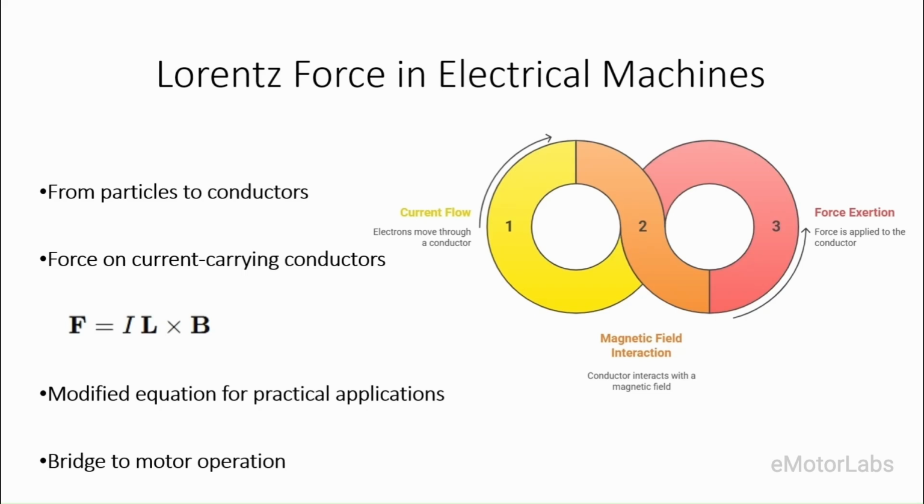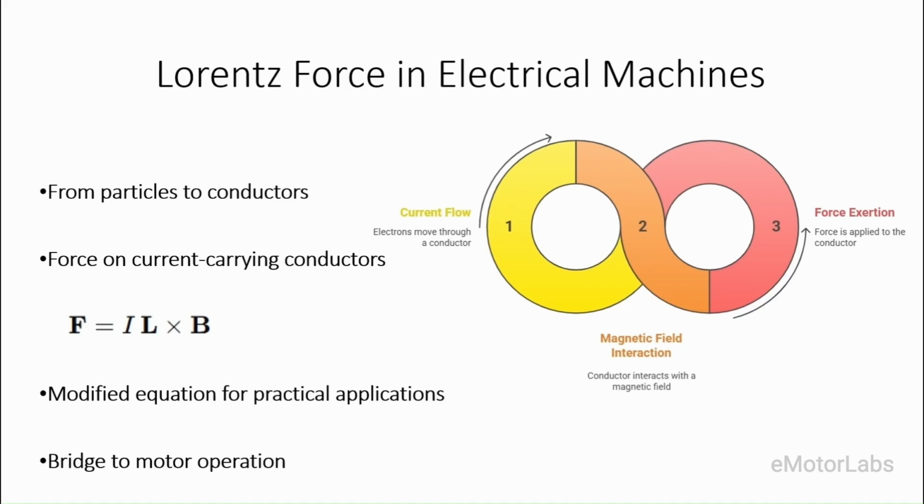But in electrical machines, we are not dealing with single charged particles flying through space. We are dealing with conductors carrying current, which means billions of electrons moving together inside a wire or coil. Now, when a magnet is placed near a current carrying conductor, the conductor itself experiences a force. This is called the Lorentz force.